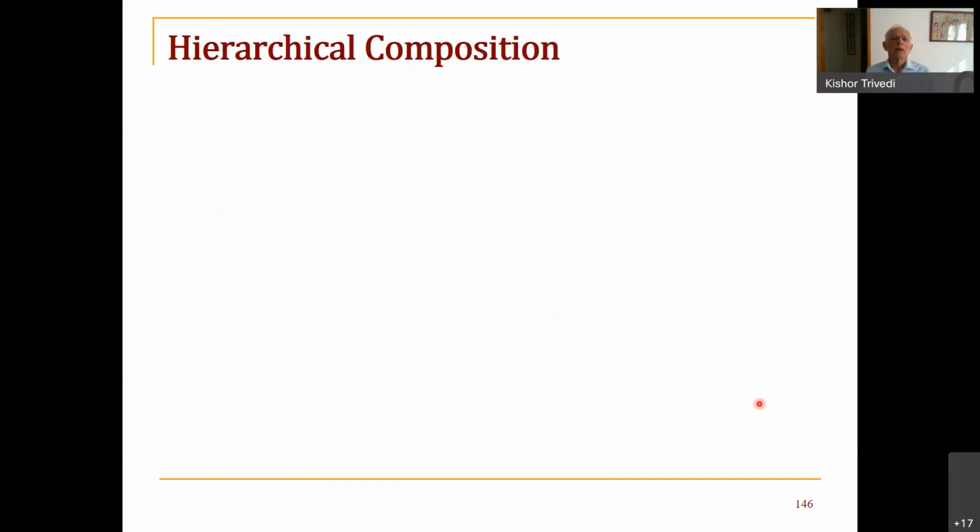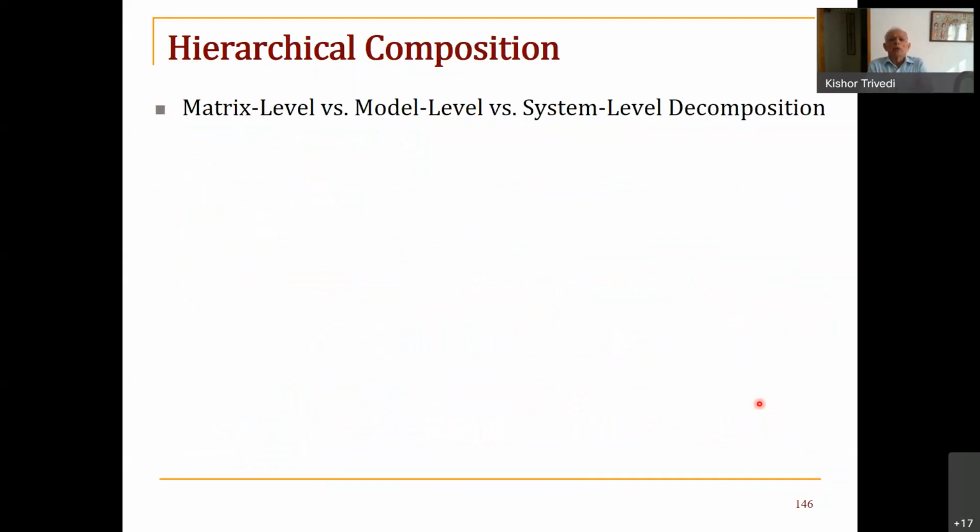Now, hierarchical composition requires a decomposition somewhere. The decomposition can be done at the matrix level, at the model level, or at the system level. Most often what I've seen in practice is that the decomposition is done at the system level. Sometimes the decomposition is done at the model level. I will soon show you one. And I don't think it is very useful to do decomposition at the matrix level.